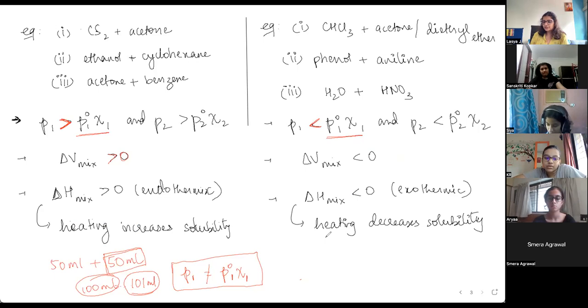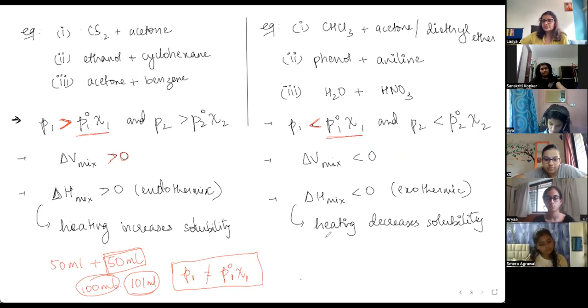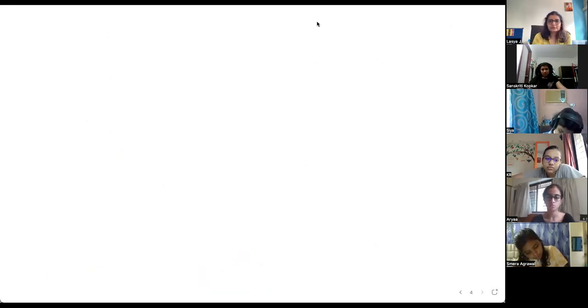Have I given examples for ideal solutions? Did you note down examples for ideal? No? Okay. So apart from benzene and toluene, I'll give you two more, so you have three examples in each case. Examples of ideal solutions.